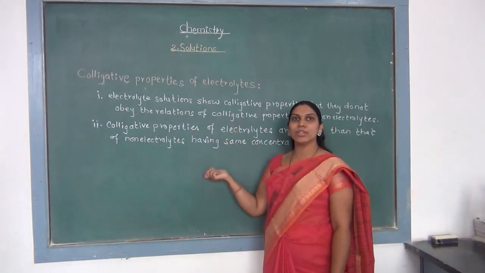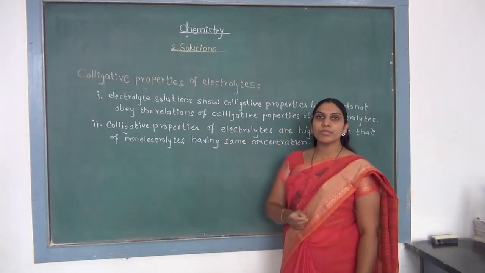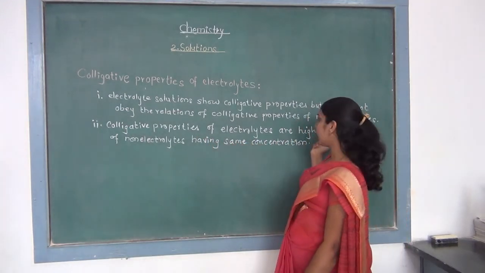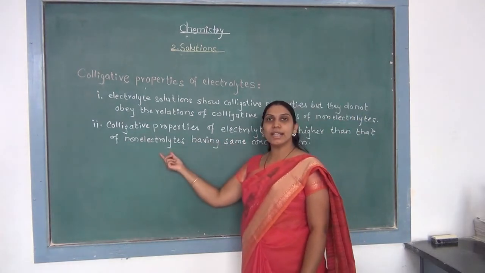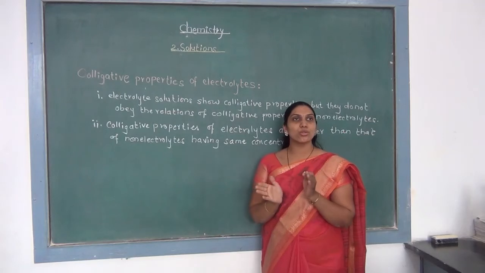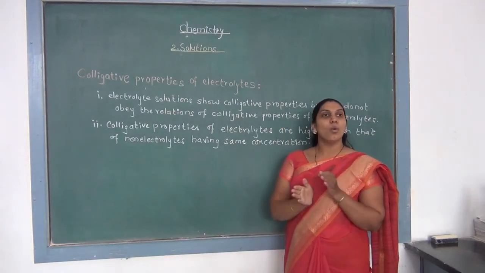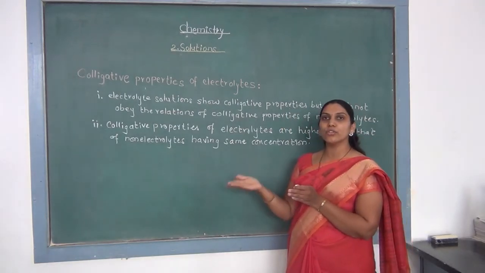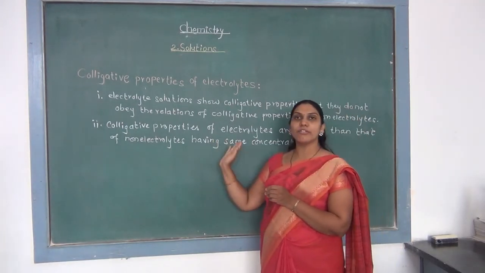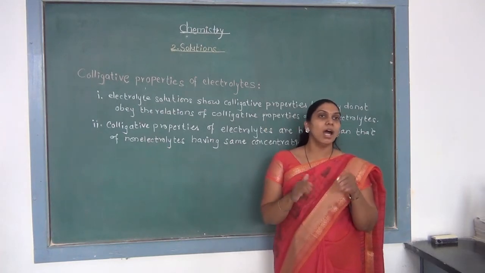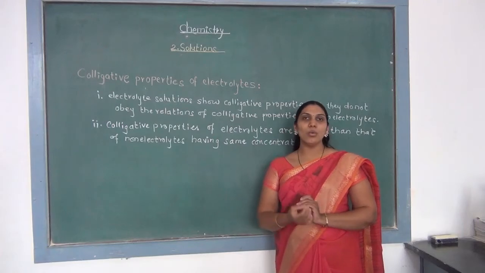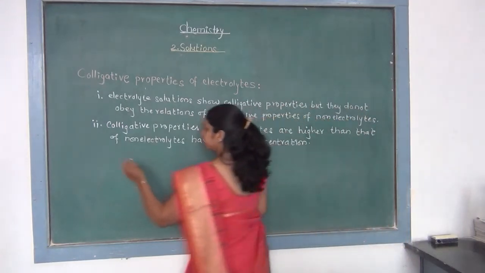All of you write down these observations. The second observation that we studied is that colligative properties of electrolytes are higher than those of non-electrolytes having the same concentration. As I said, take two solutions having the same concentration. One is of an electrolyte and another is of a non-electrolyte. You will find that the colligative properties of electrolytic solutions are generally higher than the colligative properties of non-electrolytes. Now we'll see the third observation.